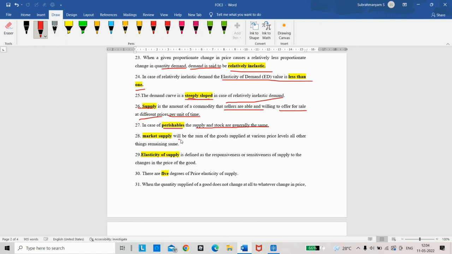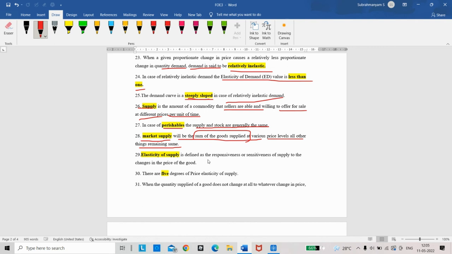Market supply will be the sum of the goods supplied at various price levels, all other things remaining the same. Market supply means the sum of all goods supplied, or the summation of all individual supplies.